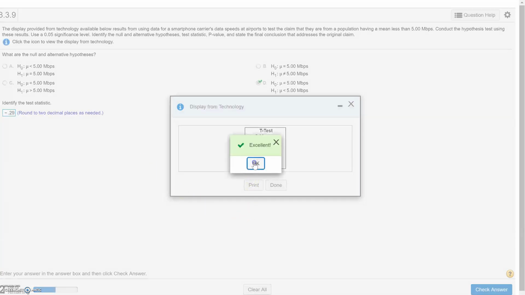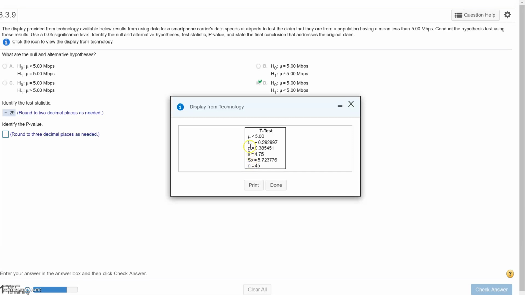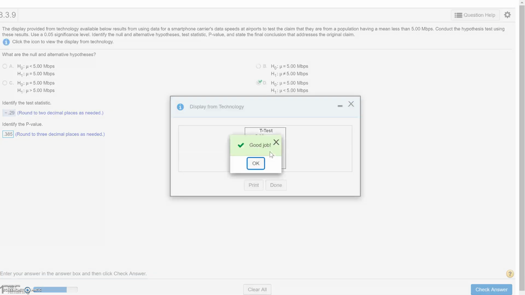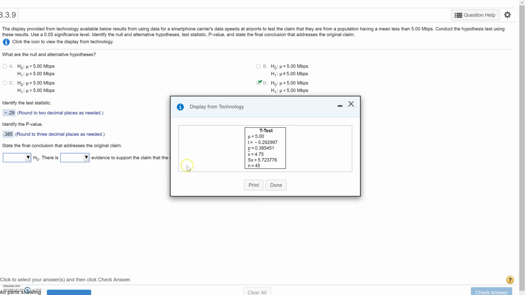Excellent, correct. So T again represents the test statistic right below the claim. Then P is your p-value, so we identify the p-value, 0.385. We're rounding to 3 decimal places, so 0.385. Press enter. Good job.